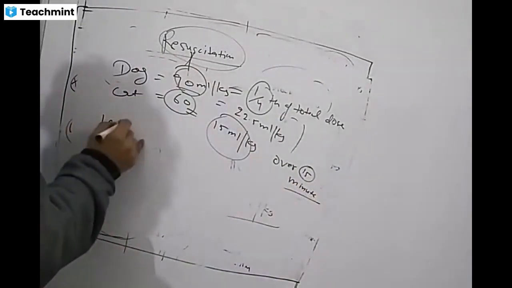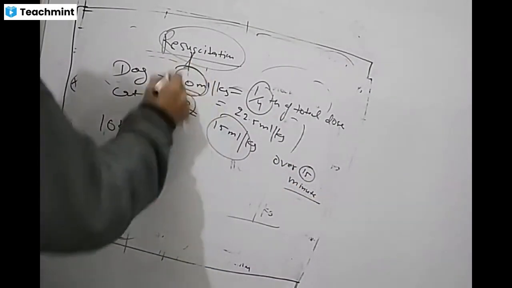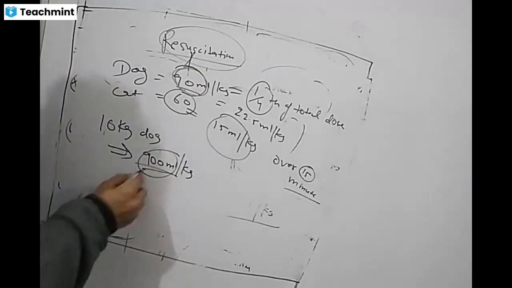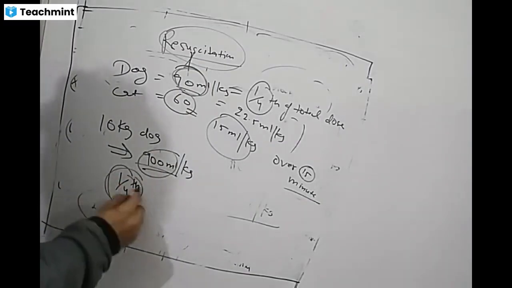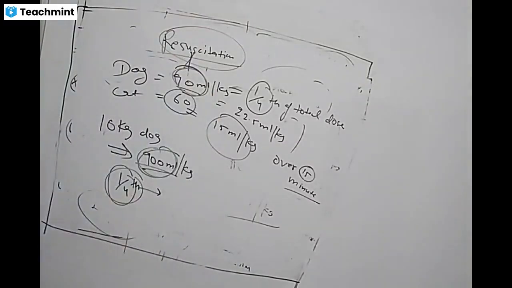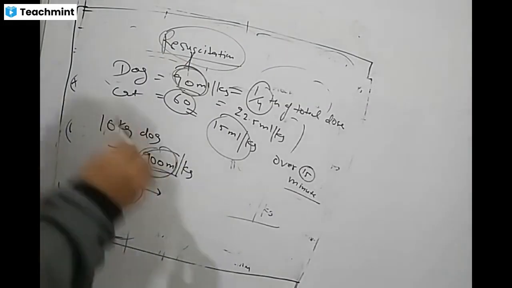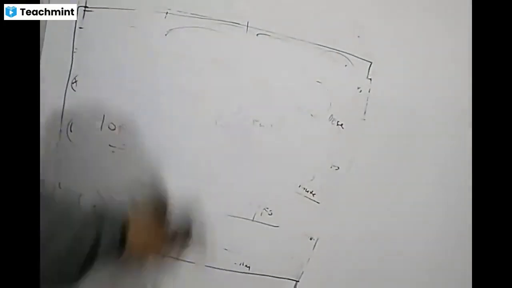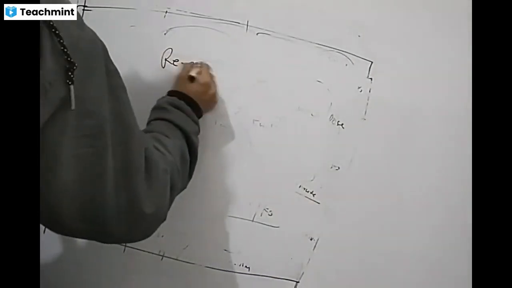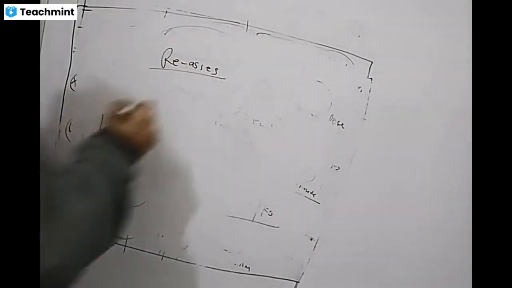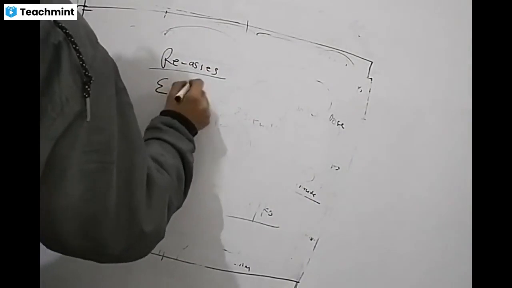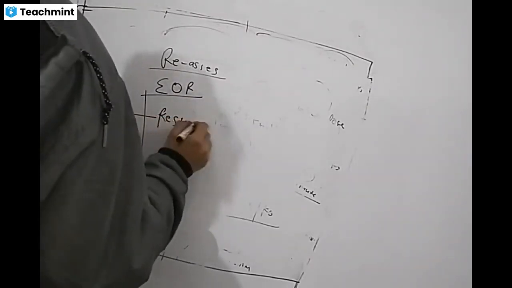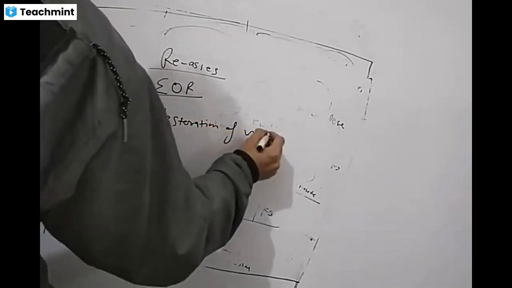For example, there is a 10 kg dog and the dose rate will be 90 ml per kg, means total is 900 ml. So out of this 900, you first give the 1/4, 1/4 of the 900 ml, over the 15 minutes. After giving this 1/4 dose, you reassess the patient for the endpoint of resuscitation, EOR. What is EOR? EOR means restoration of the vital signs.